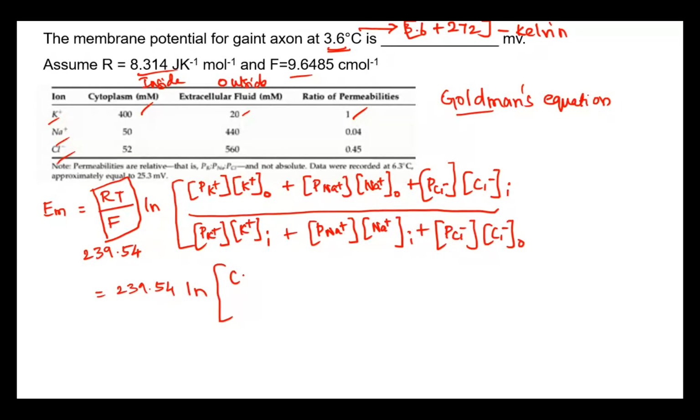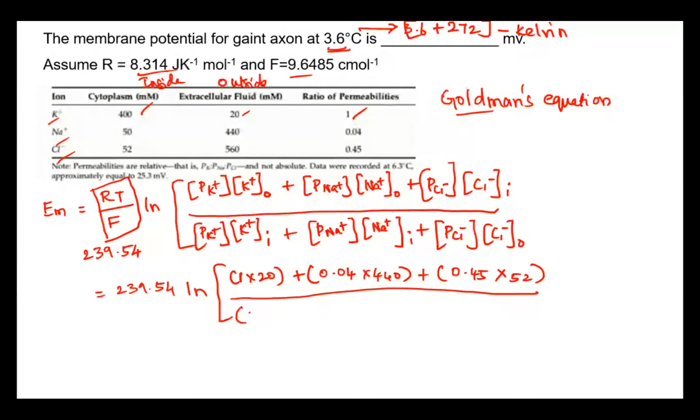So 1 into 20, plus what is sodium? 0.04 into 440. Somebody put it into the calculator and tell me the answer simultaneously. What is Cl minus? 0.45 into 52, right? This divided by 1 into 400.